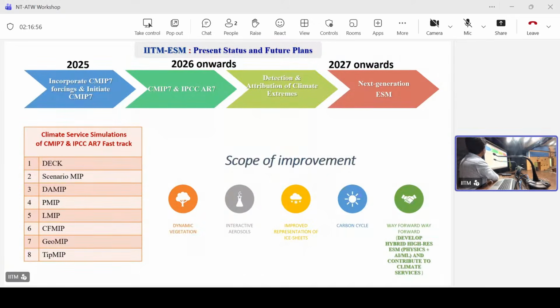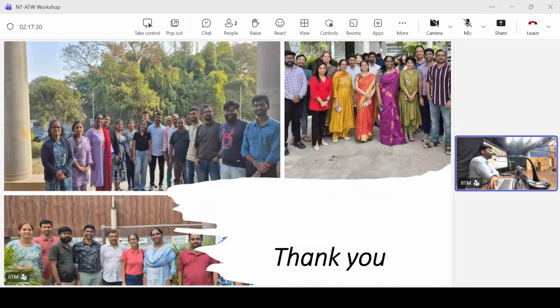So when it comes to what we are going to do next, we'll be doing CMIP7 and IPCC AR7. Our main focus is to understand, detect, and attribute the climate extremes. And from 2027 onwards, we'll be working on the next generation of ESM, where we will be trying to incorporate dynamic vegetation, interactive aerosol, improved representation of ice sheet, and carbon cycle. Way forward, we would like to develop a hybrid high resolution ESM, which has physics plus AI/ML, and also contribute to climate services. On that note, thank you everyone for listening.